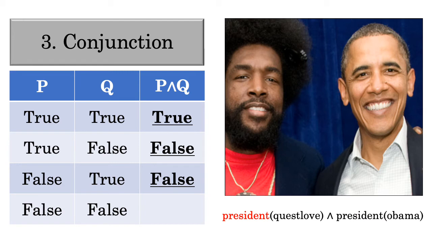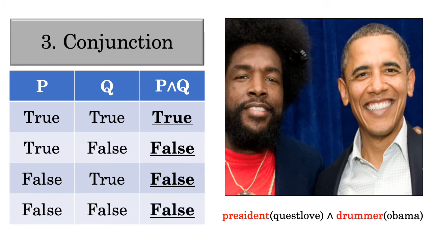Next, let's consider the third row. In this case, P is false and Q is true. For example, let's suppose that the statement is both Questlove and Obama are presidents. Clearly, it's false that Questlove is a president. It's true that Obama is a president, but the whole statement, both Questlove and Obama are presidents, is false.